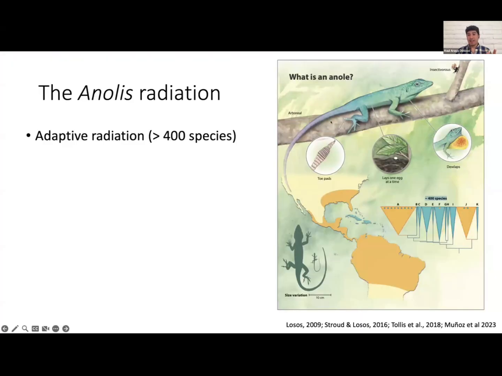So an anole is like this lizard that is characterized by having this dewlap. They also have toe pads, so they can climb better. And they have diversified extensively in the tropical Americas. So it's described as an adaptive radiation because we have over 400 species. So that's a lot of species.